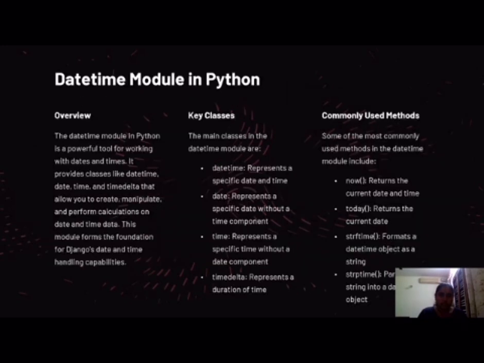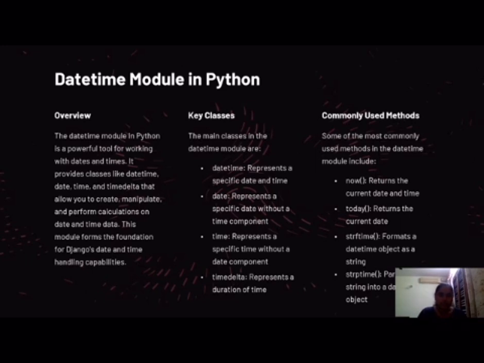Datetime module in Python. The datetime module in Python is a powerful tool for working with date and time. It provides classes like datetime, date, time, and timedelta that allow you to create, manipulate, and perform calculations on date and time data. This module forms the foundation for Django's date and time handling capabilities.